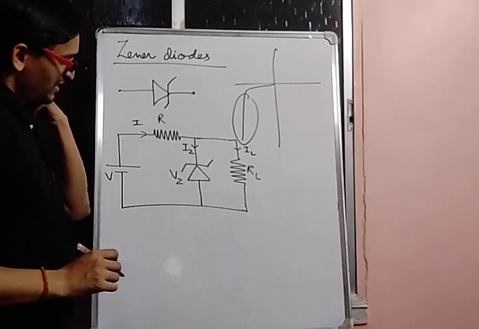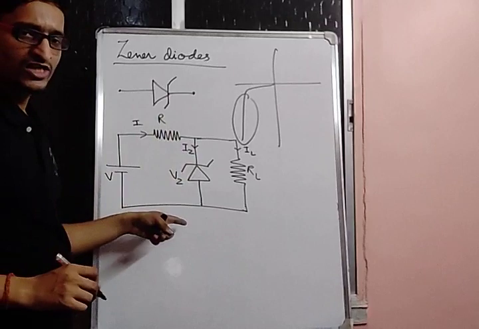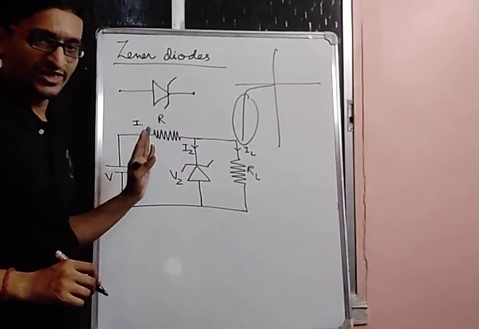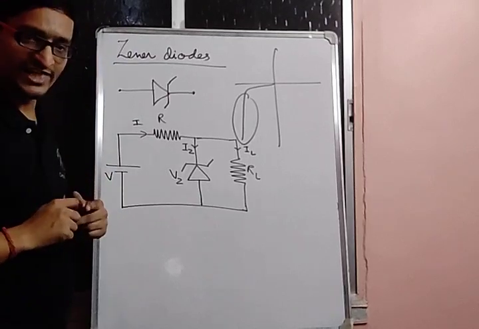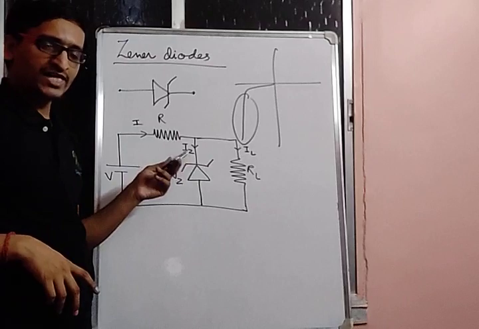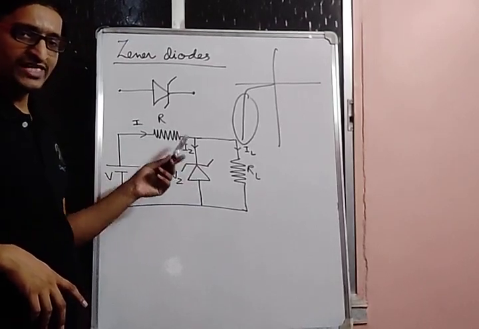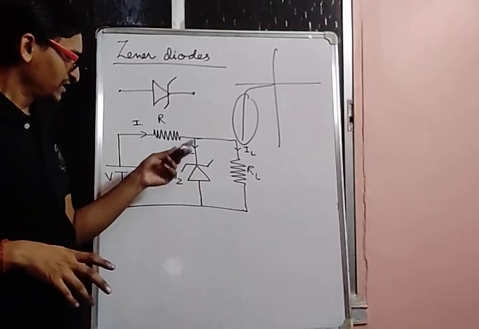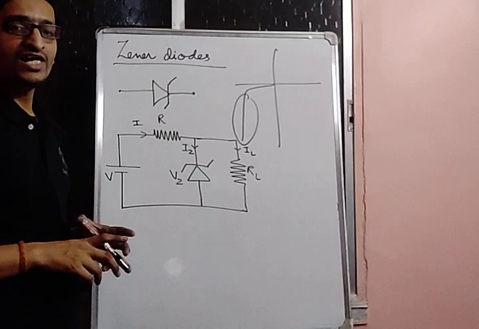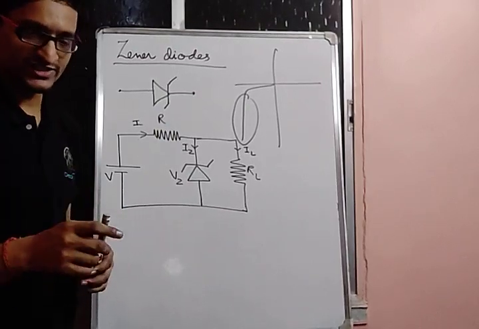The voltage across the Zener diode remains the same irrespective of the current flowing through it. Obviously, the maximum current flowing through this diode should be restricted, depending upon the dissipation power of the diode, which is provided by the manufacturer itself.